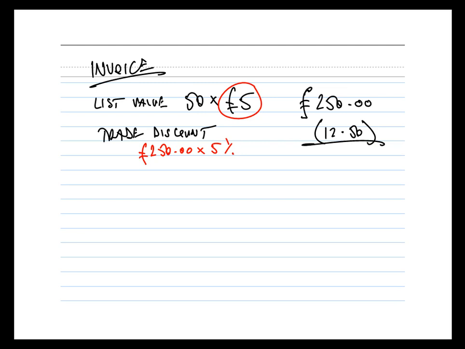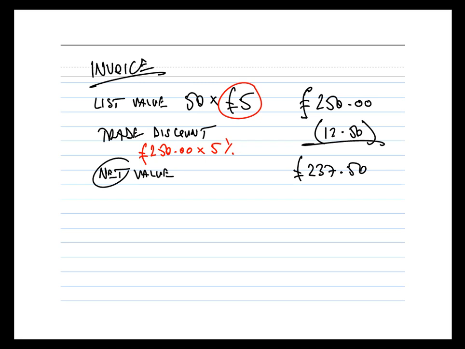Now, we know that Megan's a good customer, so we know that she's definitely going to get that trade discount. So we can already knock that off the value of the invoice. So the net value of the invoice would actually be £237.50. We will not be charging the full £5 per unit. We immediately know that Megan's going to get this discount. That's the net value of the invoice, excluding VAT.